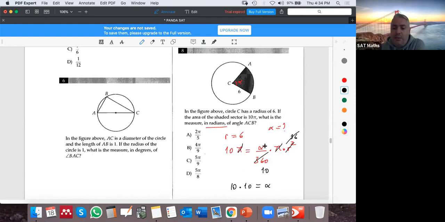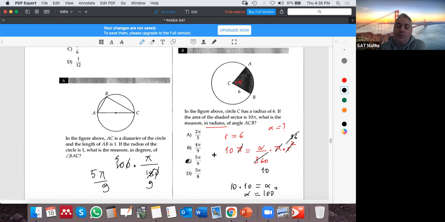10 pi is equal to alpha over 360 pi r squared. Pi and pi we simplify. Since radius is 36, 36 divided by it will be 10. That's clear. So alpha is equal to 100 degrees. So how can I convert? 180 times pi, if we use this, right? These are just simplified, divided by 2, 9, divided by 2, 5. Result is 5 pi over 9. Do we have this? Yes, it is here.